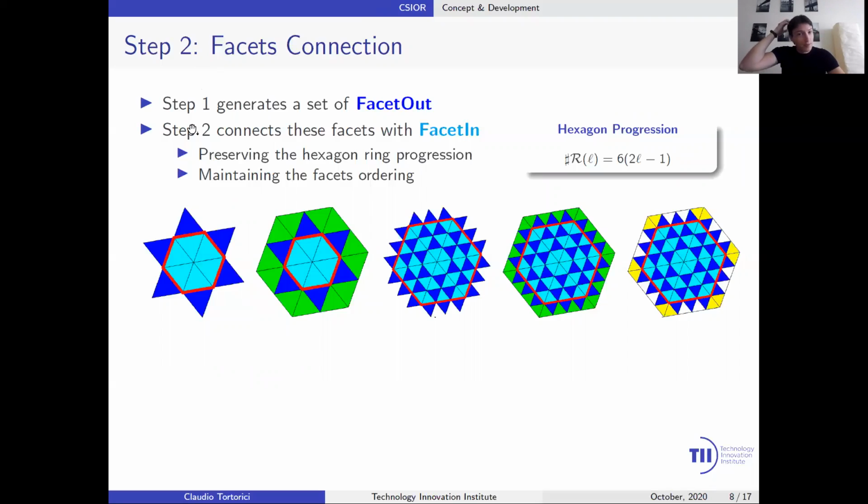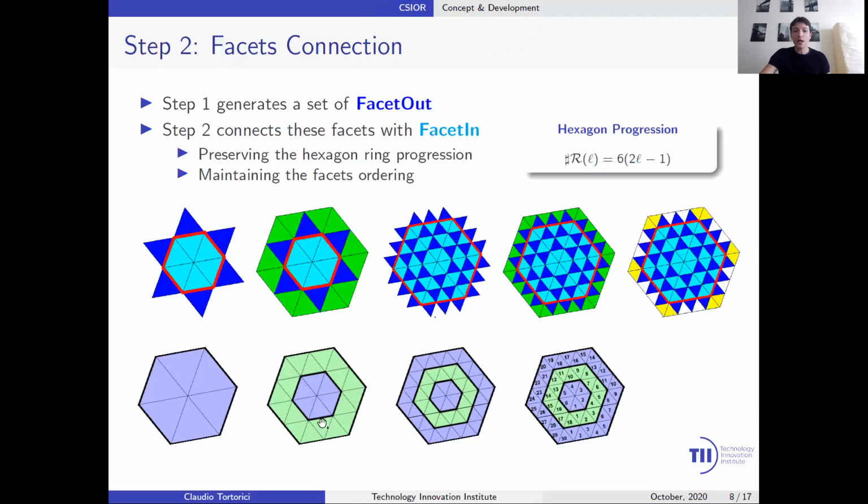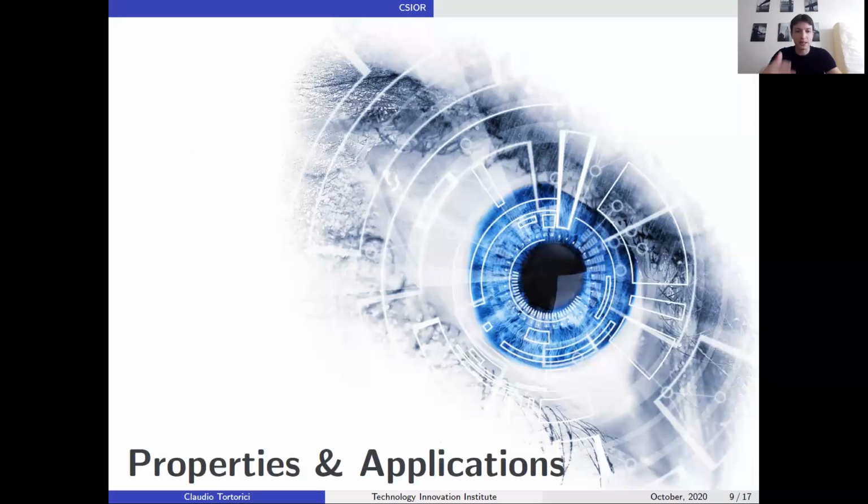Step 2 instead is important to connect the facet out using what we call facet in, because they are looking inward with respect to the seed point, and it is crucial to preserve the hexagon ring progression formula that I showed before, and also to maintain the mesh ordering. When you concatenate facet in and facet out at the end of each iteration, we obtain what we call a hexagon ring that, as I said, also maintains the order that we had at the previous ring.